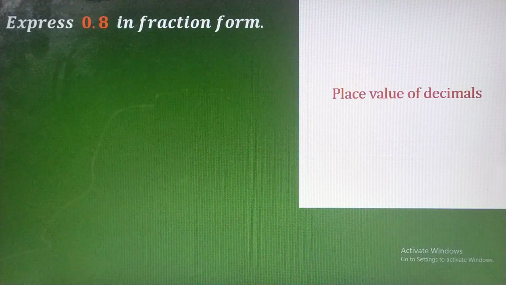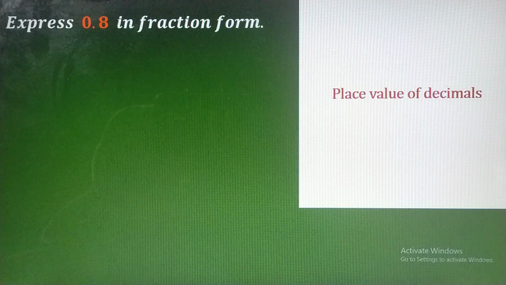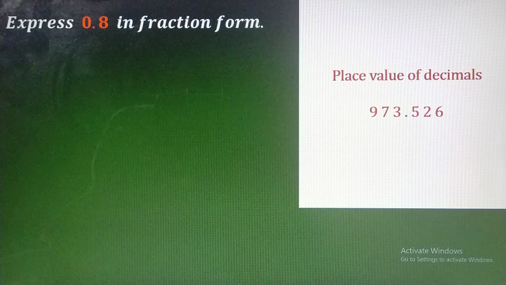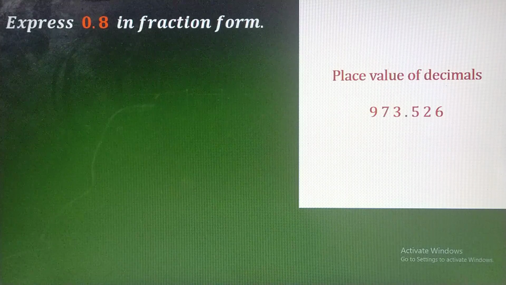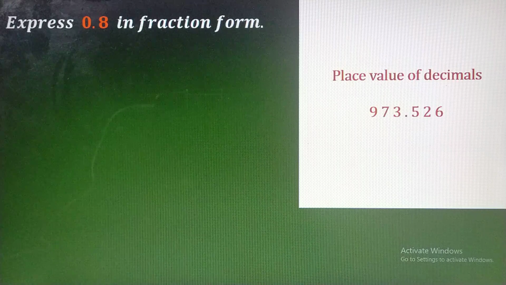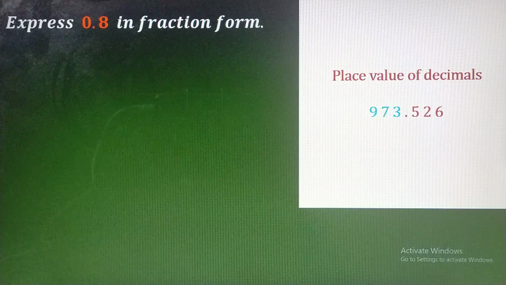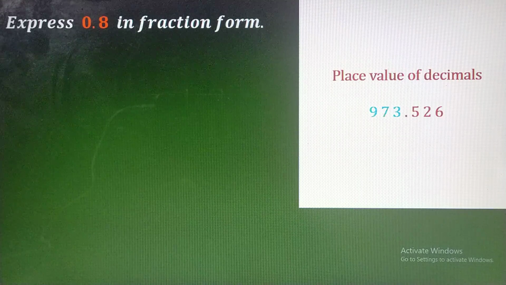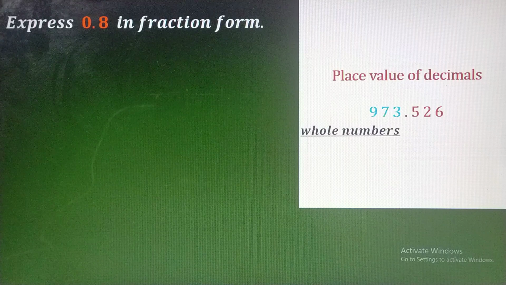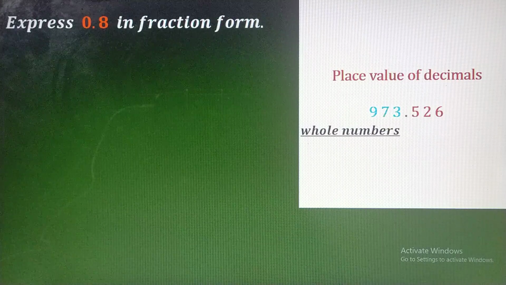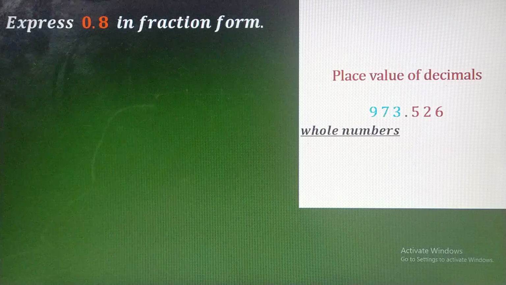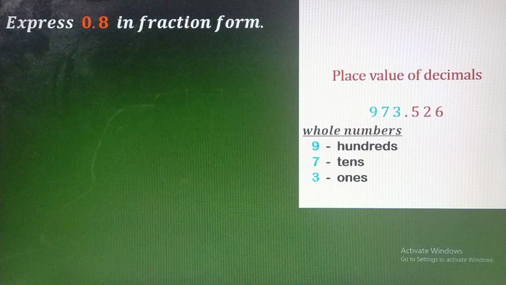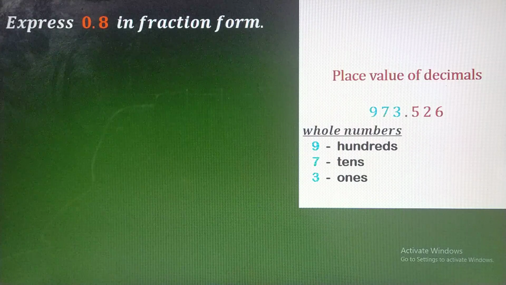So, let us have first the place value of decimals. Ano nga ba yung mga place value? Balikan lang natin. Let us have a review. For example, I have 973.526. Okay, so ano ba yung place value ng bawat number na yan? Yung first, that is 9, 7, and 3, or which is 973, ang tawag po sa kanila ay whole numbers. Lahat ng numbers na nasa kaliwa, ang tawag doon ay whole numbers. 9 is the hundreds, 7 is the tens, and 3 is the ones.